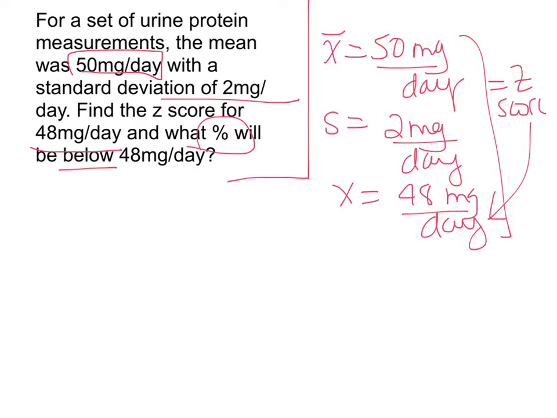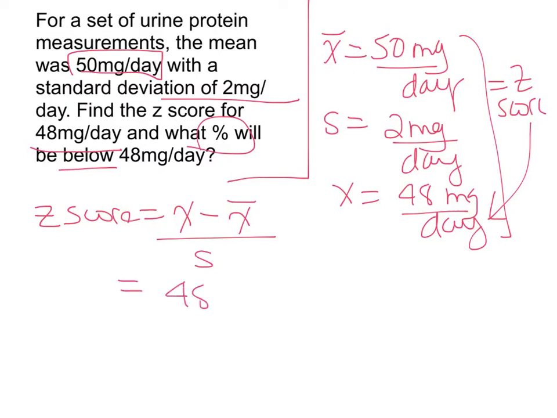If you look at your review or your formula sheet, our z-score calculation is the value of x, which is the 48, subtracted from the mean, divided by our standard deviation. So our value is 48, and we're going to subtract that from the mean, which is 50.